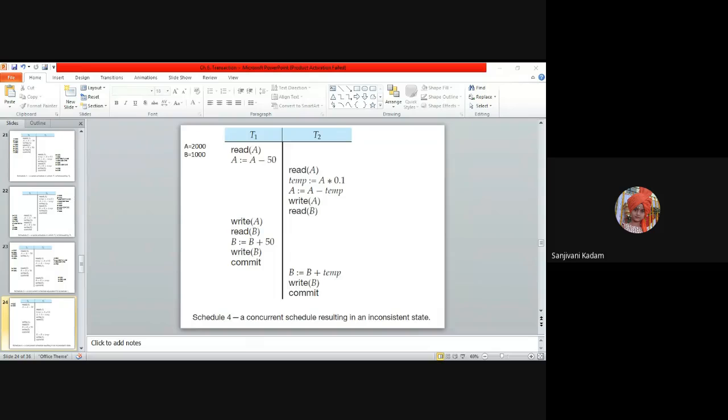Solve? Anyone? What is the value? At least anyone? Ma'am, yes, same value is getting, what is the value of the serial schedule, ma'am both having the same value, like A is 1755 and B is 1245. In this example also, schedule 4, whatever concurrent schedule I'm showing you, for that you got the same values.